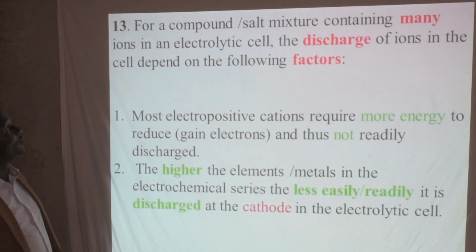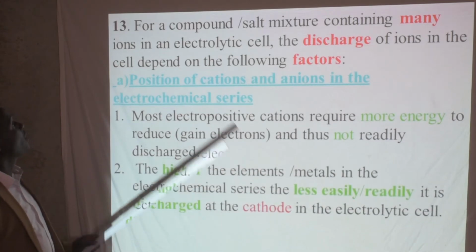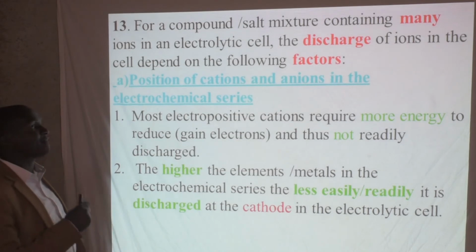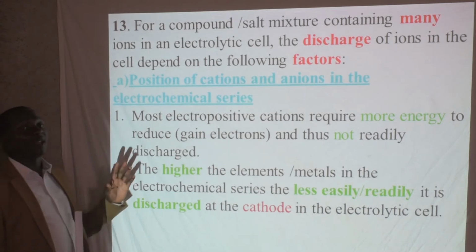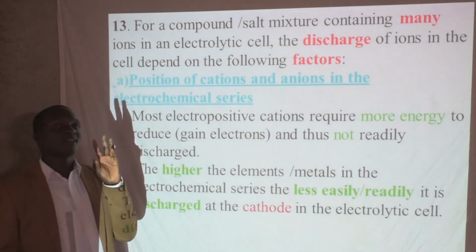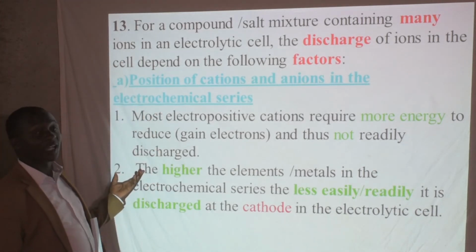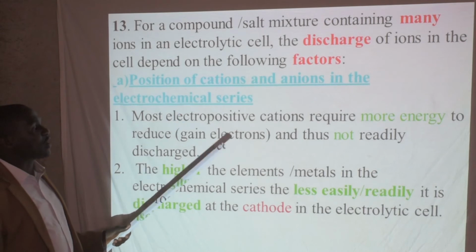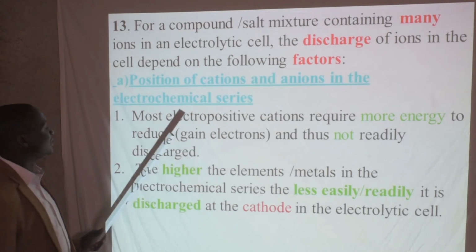So let's look further on this. In an electrolytic cell containing a compound or a solid mixture with many ions, the discharge of ions in the cell depends on the following factors. So we have factors which affect discharge. Remember, we can have an electrode but two ions which migrate. Which one is going to be discharged? It depends on some factors. Number one, the most electropositive cations require more energy to gain electrons, and are not readily discharged.